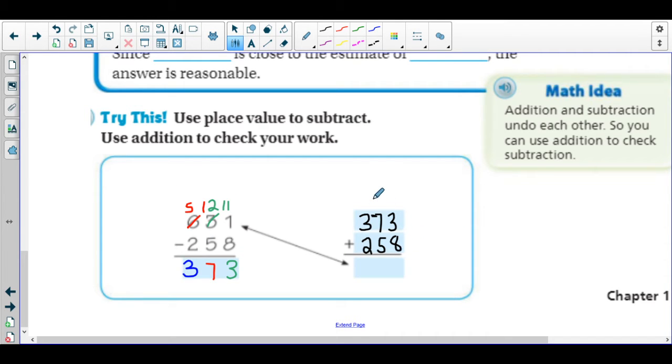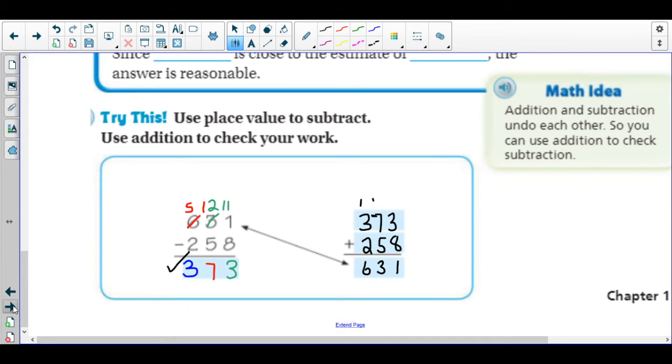So there's 8, 9, 10, 11. So 7 plus 5 is 12, plus 1 more is 13. And then 3 and 2 is 5, plus 1 more is 6. 631, 631. That means this answer is correct.